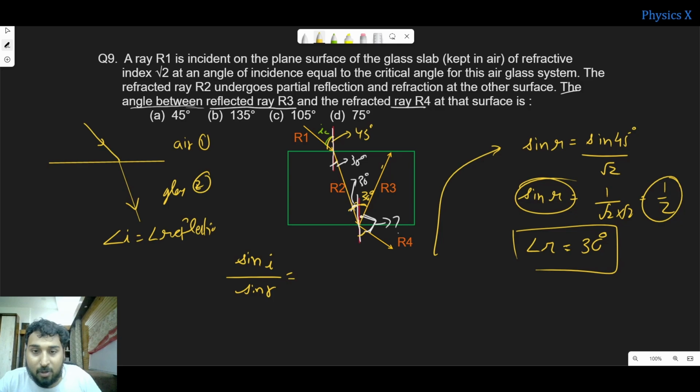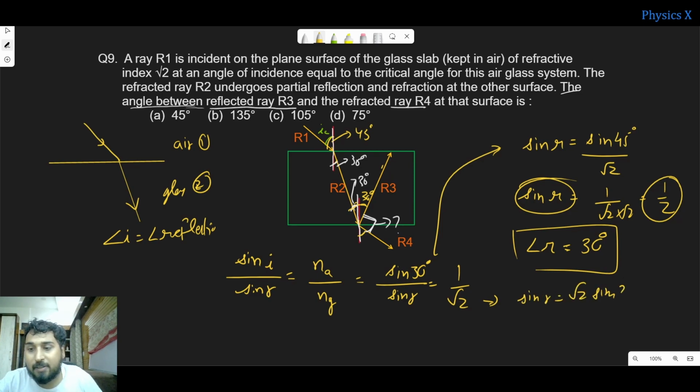Now the medium the light is traveling to is what? Air. So it is traveling from glass to air. So i is what? 30 degree. So sine 30 degree upon sine r is equal to what? The refractive index is 1 upon root 2. So you can find the value of sine r from here. It is root 2 sine 30 degree.